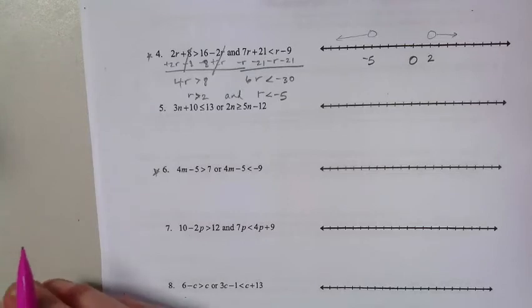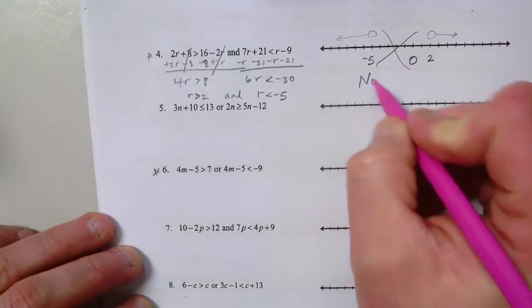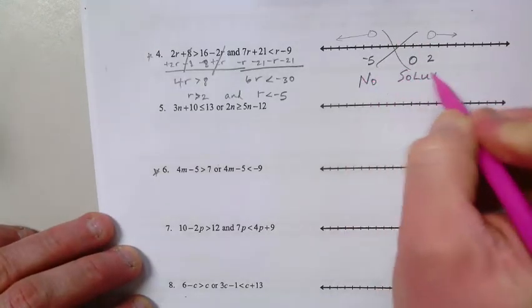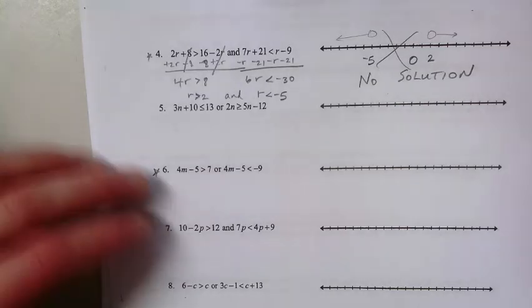And the "and" is where they overlap, right? There's no overlap. So as a result, this is a no solution. There is no "and" where they come together. Okay? All right, let's look at number 6.